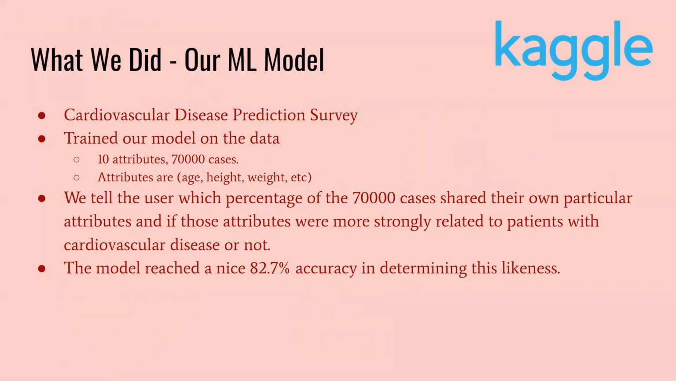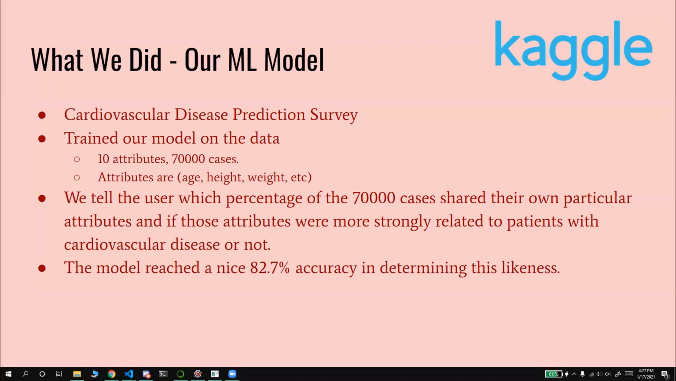So what we did in terms of our machine learning model for this project, we made a cardiovascular disease prediction survey. Using data we found on the website Kaggle, which contained a big list full of the criteria of people who had cardiovascular disease and were seen by a doctor. All of that data was compiled, and we used that to train our model to find how likely you were to have a cardiovascular disease in your life.